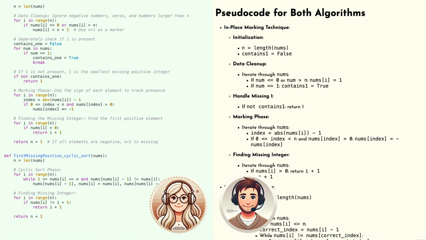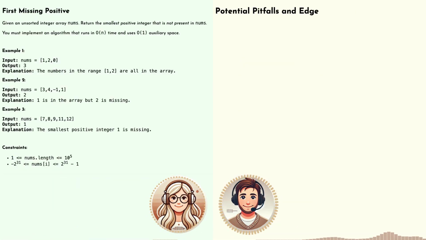Smart moves. Once our cyclic sort dance is done, finding the missing integer is just about looking for the first mismatch. Iterate through the array. If the element at the current index does not equal the current index plus 1, return the current index plus 1. And last but not least, if we reach the end of the array without finding a mismatch, return the array length plus 1. Perfect.